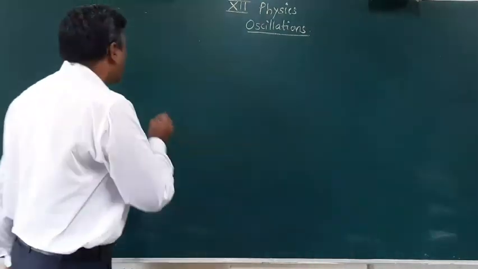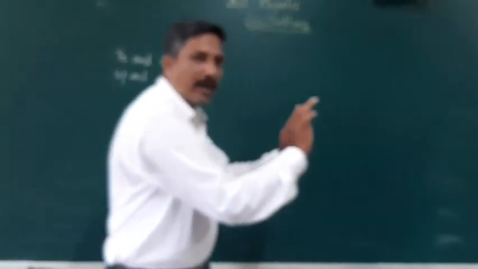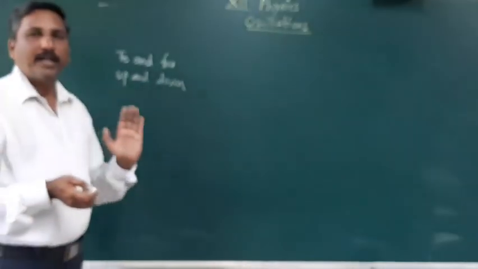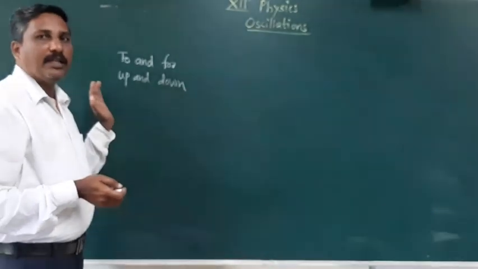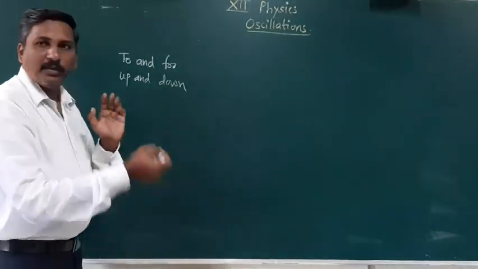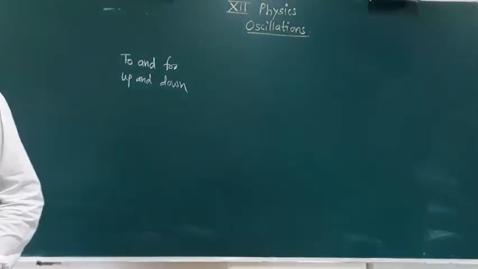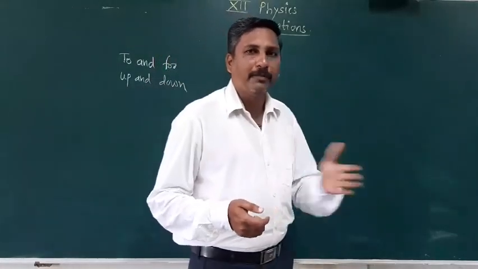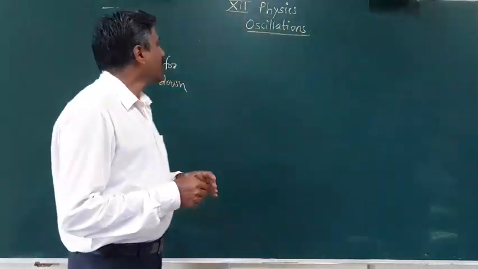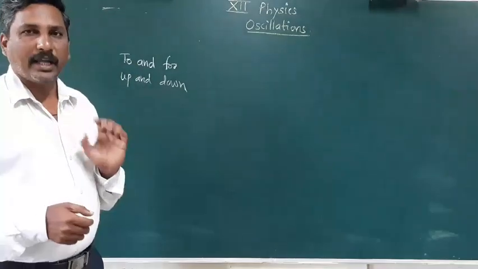First of all, see, this motion is either to and fro or up and down. Up and down means it goes up and down, and to and fro in this way. It is to and fro about the same path, the same trajectory; it traces the same path, or its movement is the same during its motion. Then that motion is called the oscillatory type of motion.